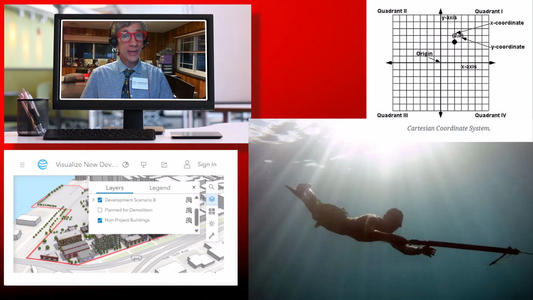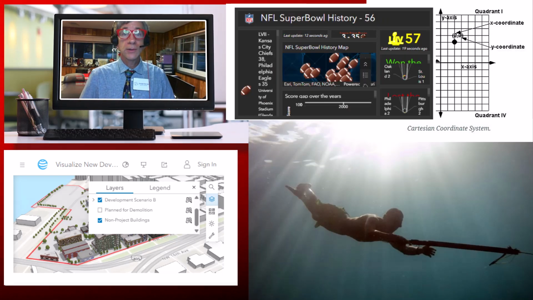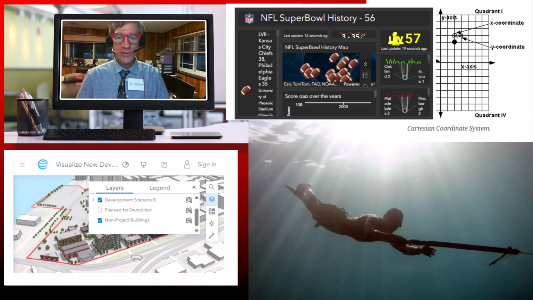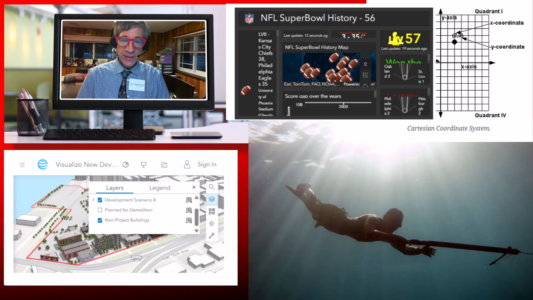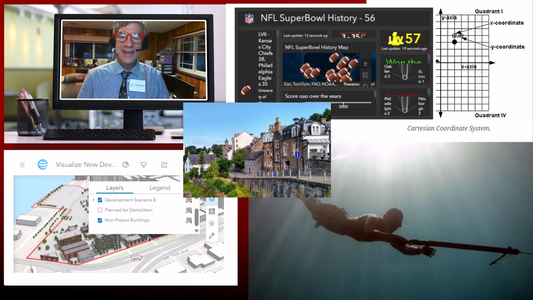The event we're going to look at is the Super Bowl. Sports is a cultural thing on the earth. So we're going to look at the Super Bowl through a dashboard, an interactive infographic. That'll be fun. The geographic oddity is going to be Dunblane, Scotland.